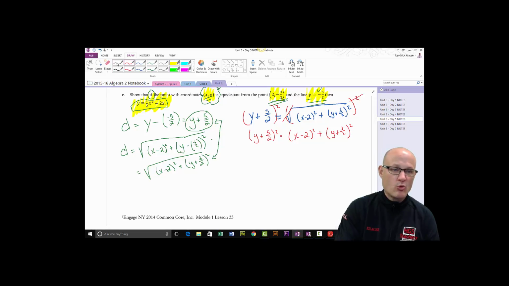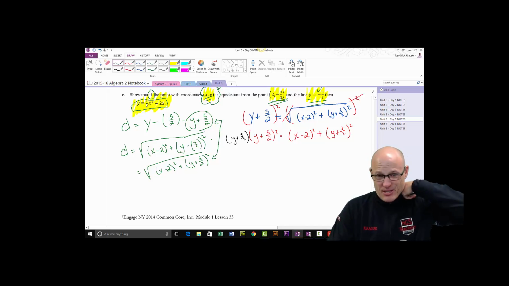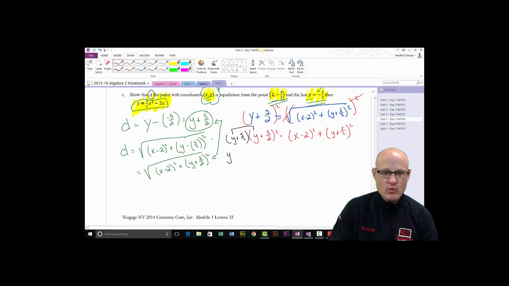Now we've got a whole boatload of double distributing to do. Over here we're going to double distribute. I'm going to work through this one. This one's y times y, which is y squared. I'll show the work. Plus 5 over 2 y plus 5 over 2 y. That's the double distributing part. Plus 25 over 4, which is the 5 halves times 5 halves. This one's a little bit easier. It's x squared minus 2x plus 4. Remember, there's another x minus 2 right here, and another y plus 3 halves right here. So this gives me plus y squared plus 3 halves y plus 3 halves y plus 9 over 4.